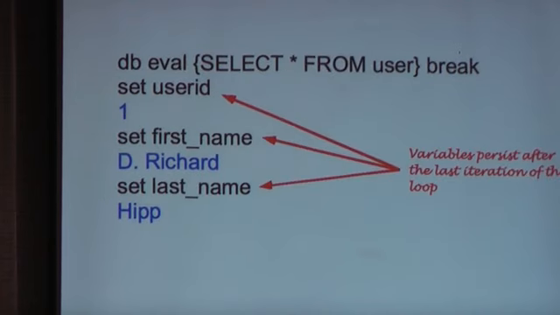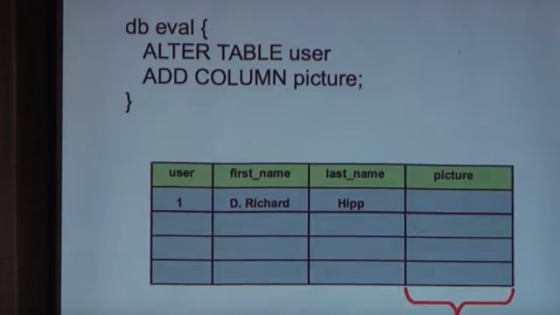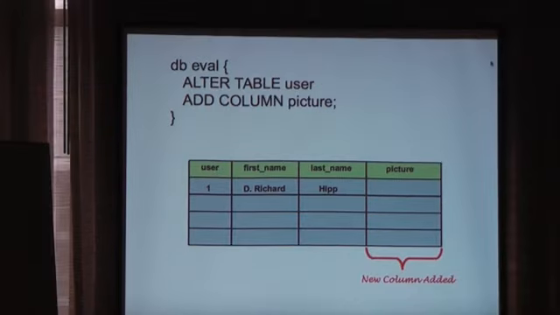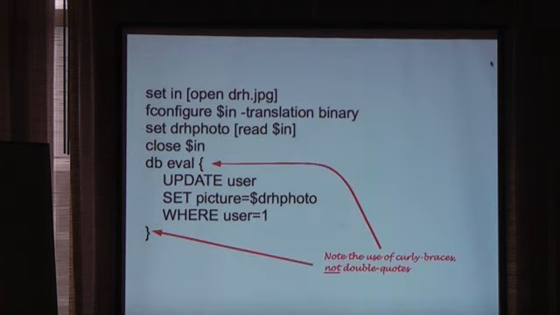So, we're going to add another column to our table. And this is going to be for a picture of the person, I suppose. And this is really, really interesting. So what I'm going to do is I open up a file which contains some big binary thing, a JPEG image, which might be 3 megabytes in size. I don't know how big it is. And I read all of that content into a Tcl variable called drh_photo. And then I close it. So it's all in this Tcl variable.